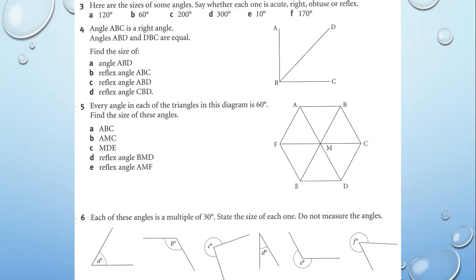The other one, reflex angle ABC. Reflex angle means outside, so this one is equal to 270. If it says reflex angle EBC, it is talking about this side. Let me show you. Reflex means he is talking about this side, so this one is called 270. If you are talking about this one, it is called 45.